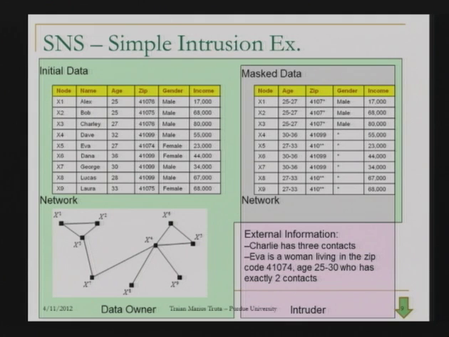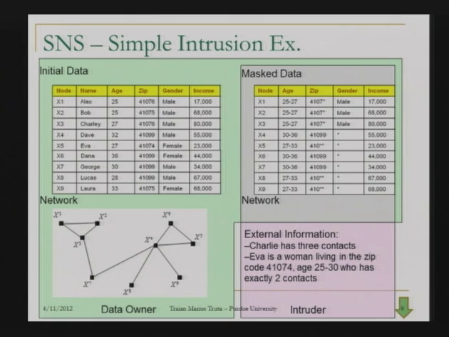Now, having the network, this might not be enough. In this example, we want to show that having K-Anonymity for the profiles while still revealing the entire network will not be enough to protect the income of those individuals. Assuming that we have some external information: Charlie has 3 contacts, so we know this about Charlie, and we also know that Eva is a woman living in the zip code 41074 within this range, and who has exactly 2 contacts.